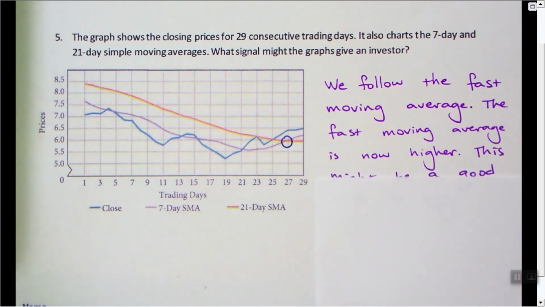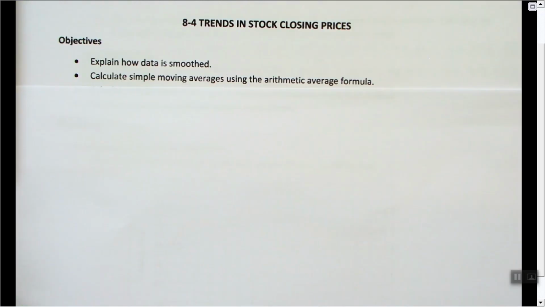So that would mean that this might be a good time to buy this stock. Okay, so in general, when there's a crossover, we'll be looking at the faster moving average. And if that's above, then we will buy. And if that's going below, then we will sell. All right, this video is about trends in stock closing prices, specifically looking at a simple moving average as a tool to look at general trends and smoothing data.